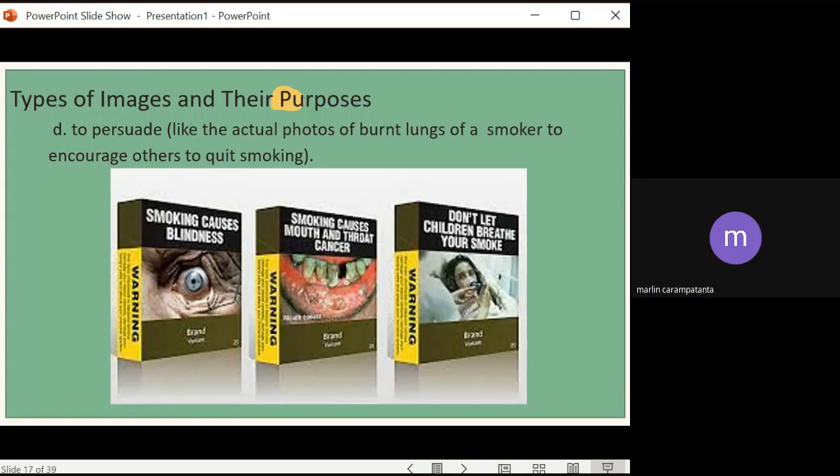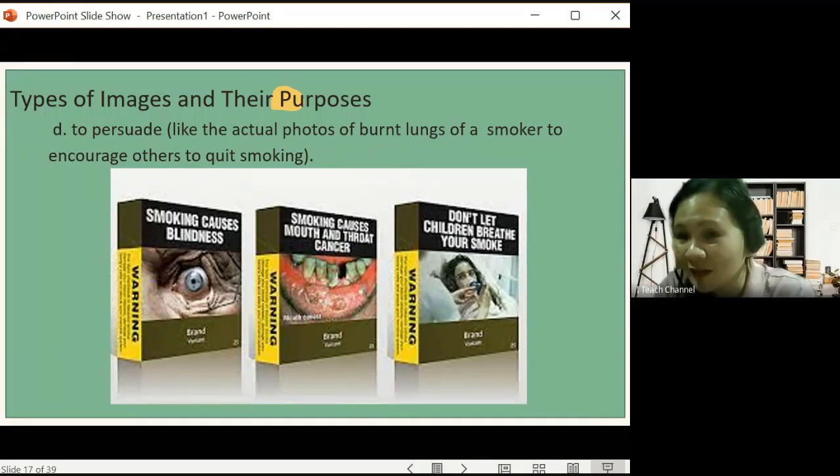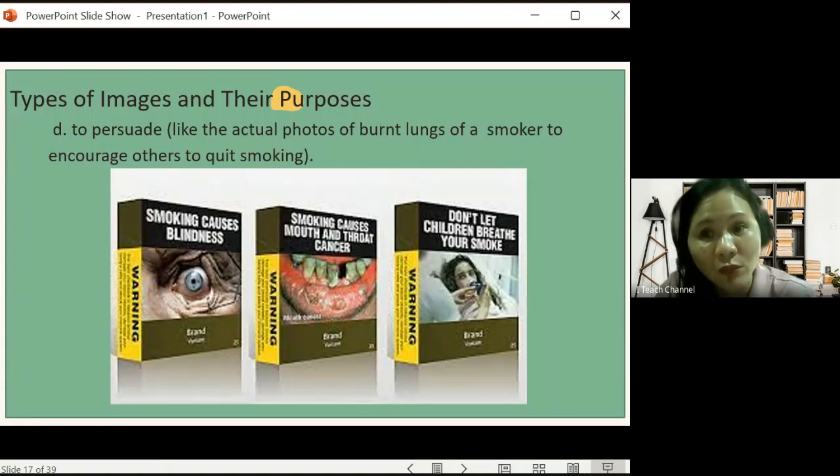Don't try it. Yes, Marlene? It might cause cancer. Yes, you are very good. So if you are smoking and then you know that cigarettes can cause cancer, what are you going to do? Are you going to, yes, Janella? Stop. Very good. Yes, of course, you are going to stop.